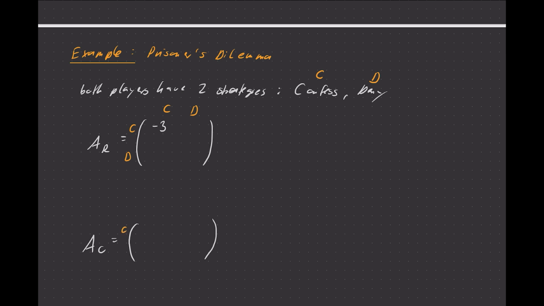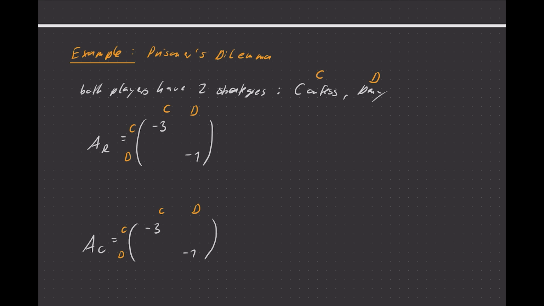She also has confess, deny here, and in the case of both confess, she also gets 3 years in jail. So there's also this -3 entry here. Now in case both deny, both get 1 year in jail. So both deny means we're here and here. Here and here. So this is the entry we want. And 1 year, that means the entry here is -1. No surprises so far.